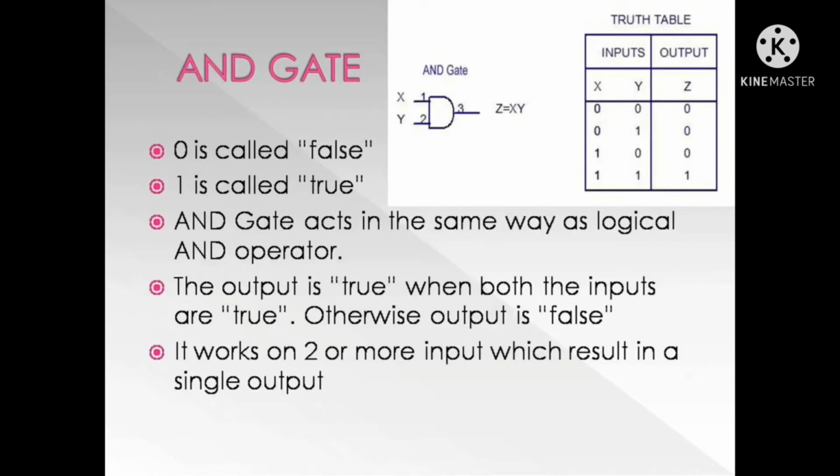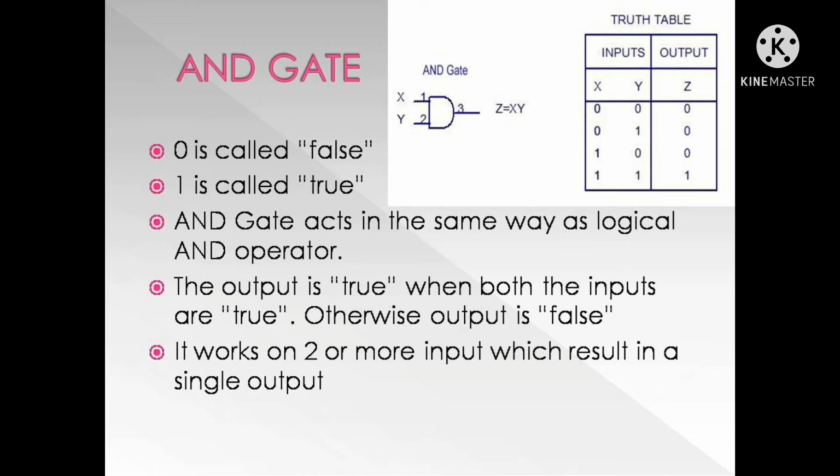Before discussing AND gate, first we can discuss the inputs of gates. In Boolean logic, we studied 0 and 1 as input or constant of the Boolean. Here in AND gate, we are telling 0 and 1 as false and true. 0 is called false and 1 is called true. AND gate acts in the same way as logical AND operator. The output is true when both inputs are true. Otherwise, the output is false.